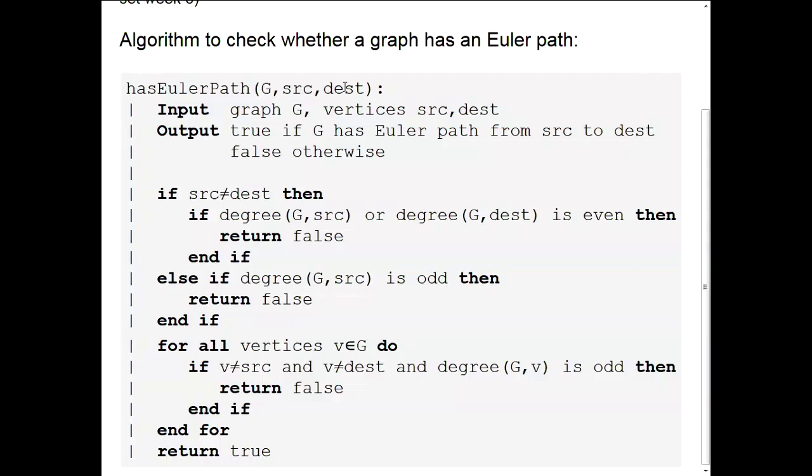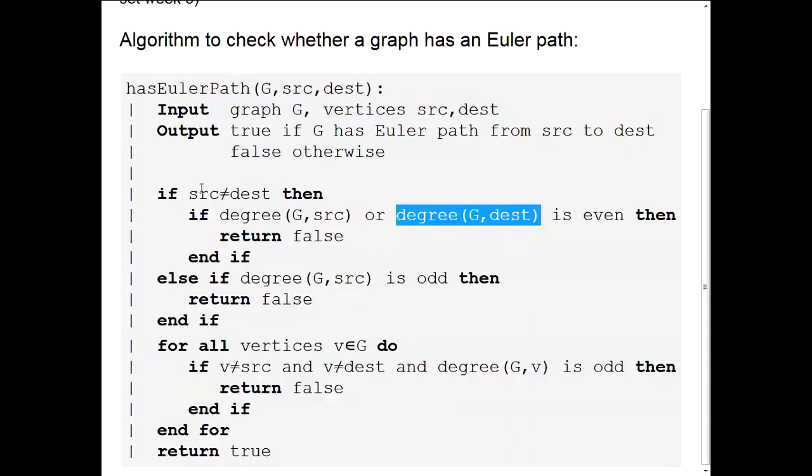So what does that algorithm do? It's really very simple. It applies that criterion from the theorem. It says that if the source is not the same as the destination, which means we're not looking for a circuit, we are looking for a path, then we know that we have to start in a node with odd degree, and we have to end in a node of odd degree. So if the degree of the source node is actually even, or the degree of this destination node is even, then we can't have a path from source to destination.